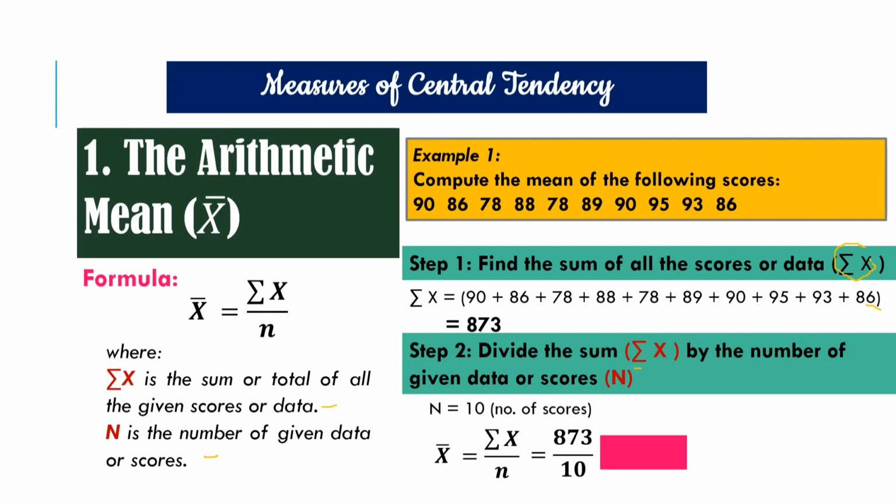We simply divide the result from step 1 by the result in step 2, and the result is 87.3. It means that the average or arithmetic mean of the given data is 87.3. That ends the solution for example number 1.